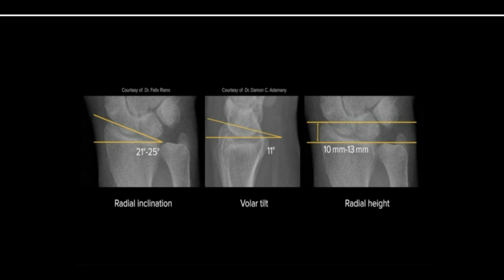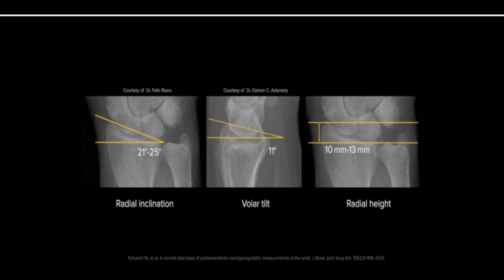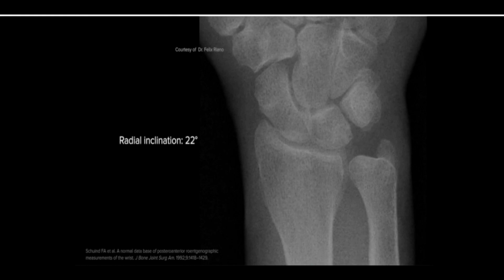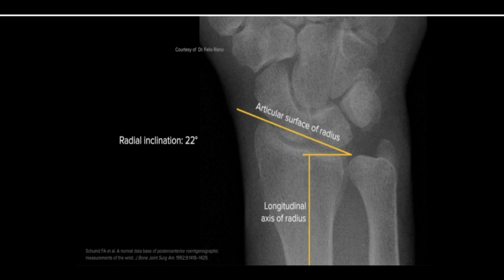Let's look at the normal radiographic angles of the distal radius. These standardized parameters need to be restored when treating fractures of the distal radius. To obtain a radial inclination, lines are drawn across the longitudinal axis and the articular surface of the radius. The radial inclination angle of about 22 degrees is formed between a perpendicular line to the longitudinal axis of the radius and a line across the articular surface.